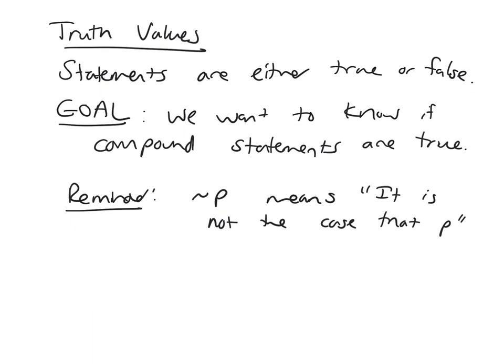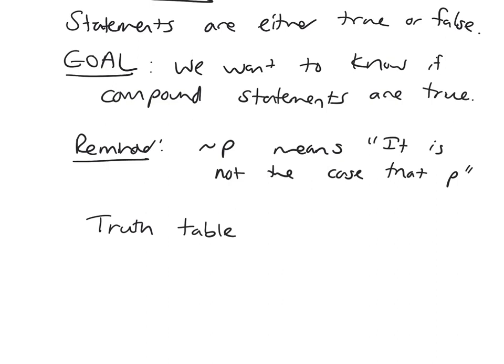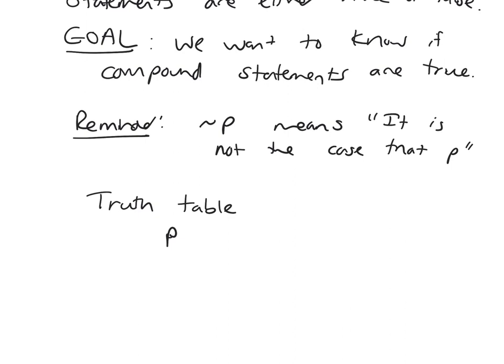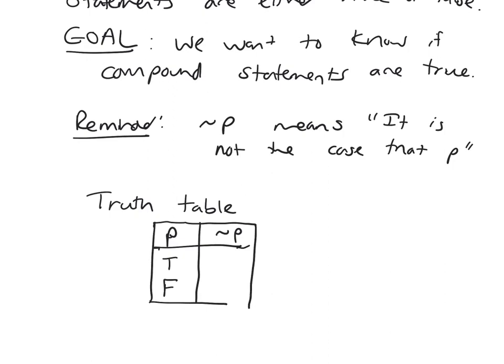So what we can do is use a truth table to figure out if a compound statement is true or false. So we're going to do a simple truth table right now. So let's say we start with P. What are the options for P? P is a statement, so P is either true or false. Those are the only two options. So I'm going to write T for true and F for false. So then tilde P is kind of the opposite of P. It's not P. And so if P is true, then tilde P, or not P, would be false. And if P is false, then tilde P would be true. So they have opposite truth values.